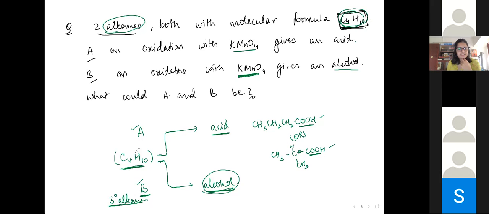Rishit, both have C4H10 only. You're supposed to give me either the structure or the IUPAC name for both. A is also C4H10, B is also C4H10. But if they are two different compounds, clearly they are isomers of each other. So you need to tell me which isomer both of them are. They are structural isomers of each other.